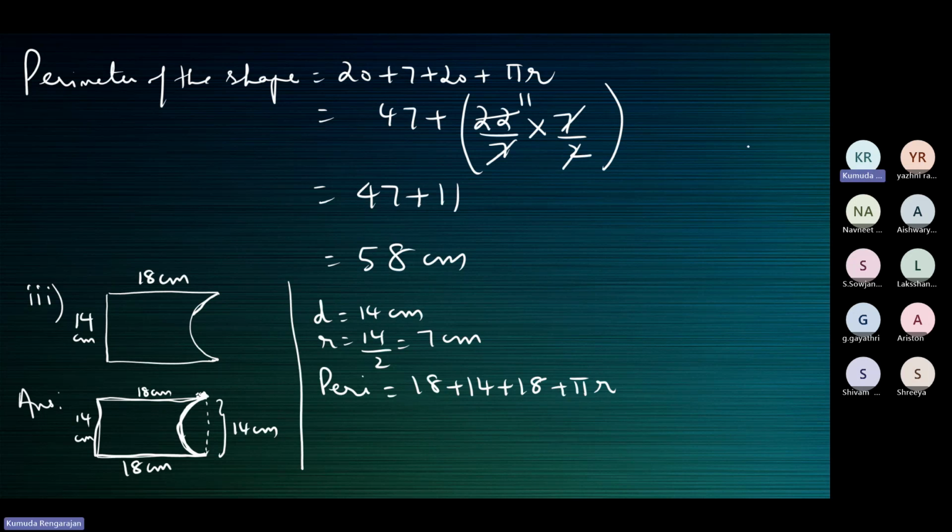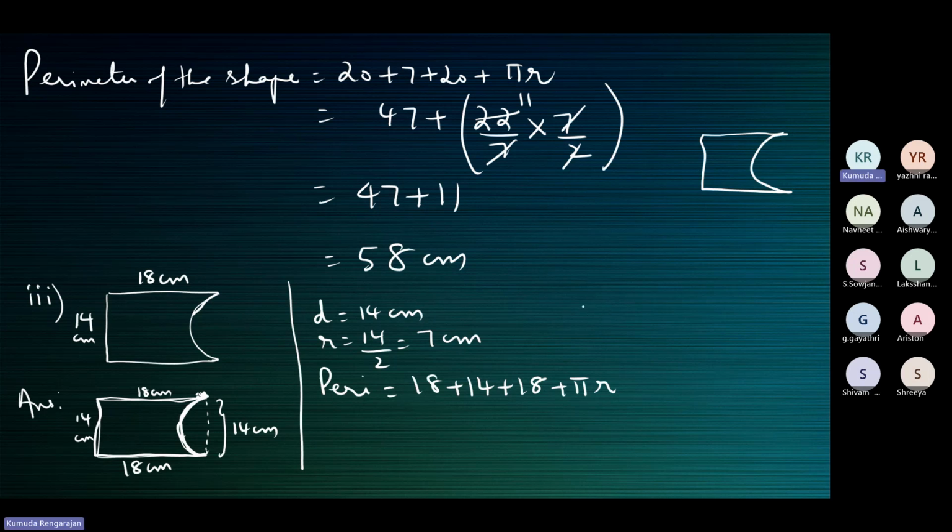How do you go along the boundary of the shape? You walk like this, which is 18. Then you come like this, 14. You go like this, 18. And then you walk like this, which is pi r. 18 plus 14 plus 18 plus pi r.